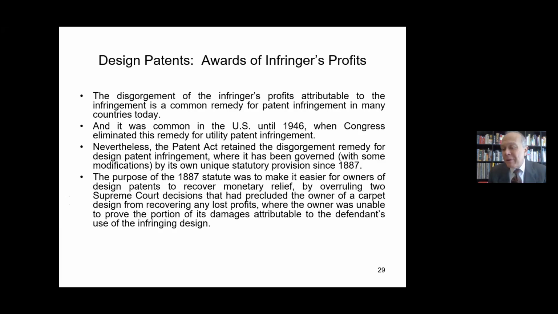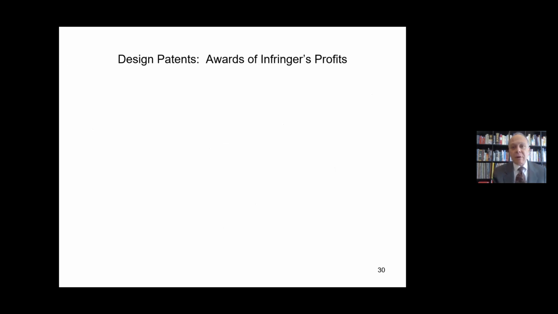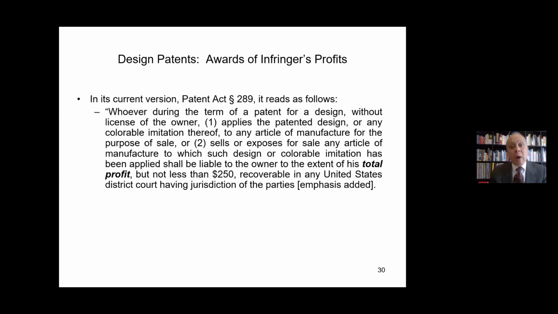So because of the difficulty of proving lost profits, Congress made it easier for design patent owners to recover the infringer's profits. And specifically, the current version of the statute, Section 289, reads as follows. Whoever, during the term of a patent for a design without license of the owner, applies the patented design or sells or exposes for sale any article of manufacture to which such design has been applied, shall be liable to the owner to the extent of his total profit, but not less than $250.